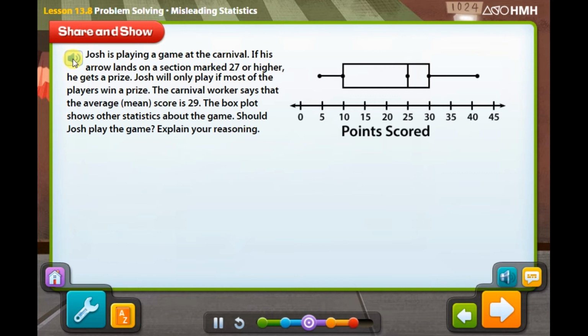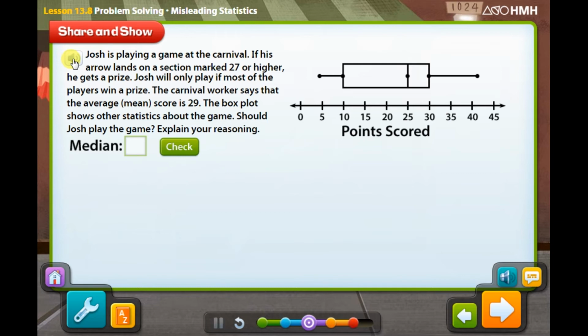The carnival worker says that the average mean score is 29. The box plot shows other statistics about the game. Should Josh play the game? Explain your reasoning. You can identify the median of the data set from the box plot. What is the median? Type your answer in the box provided.